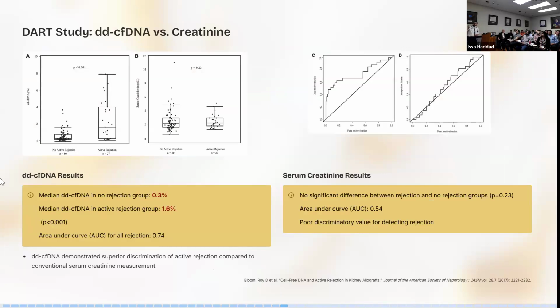So what did they find? Let's look at the right side here to get it out of the way. This is the creatinine graph that they looked at, and you can see that, not surprisingly, the no active rejection group and the active rejection group didn't have a significant difference in creatinine levels. Then they looked at the donor-derived cell-free DNA: the median in the no rejection group was 0.3%, however the median in the active rejection group was more than 1%, actually 1.6, and this was statistically significant. When they looked at the area under the curve, for donor-derived DNA it's 0.74, however for the creatinine that we all use, it's only 0.54.